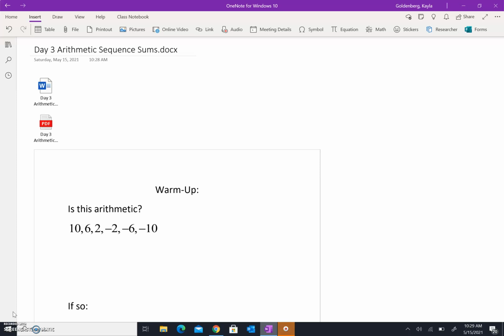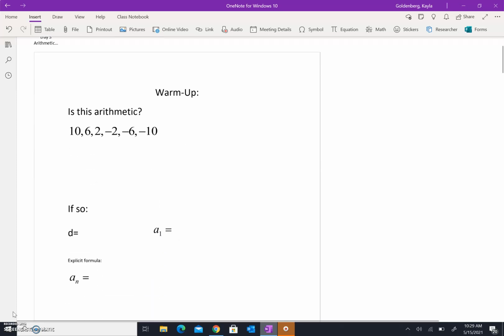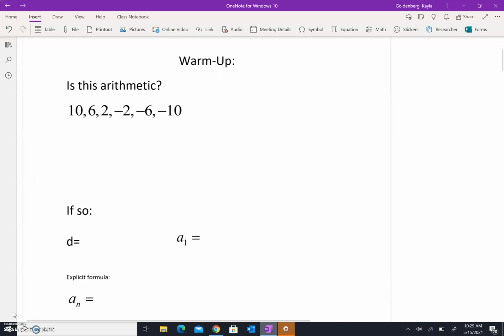So last time we learned about what an arithmetic sequence of numbers is. Today we're going to take those sequences and add the terms together and get a sum. Before we talk about getting sums though, we want to do a quick warm-up just to practice.